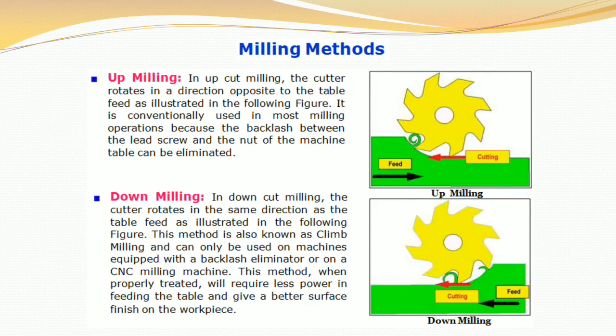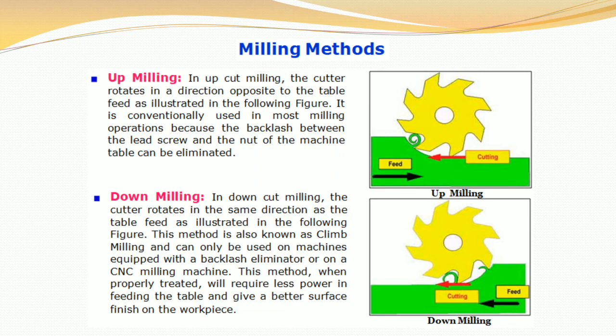Now, talk about milling methods. Up milling. There are two figures. First one is for up milling. You can see here the feed and cutting, and next one is down milling. There are also feed and cutting, both are same direction, but for up milling, feed and cutting are not same direction. They are opposite direction. Okay, so this is the basic difference between up milling and down milling.